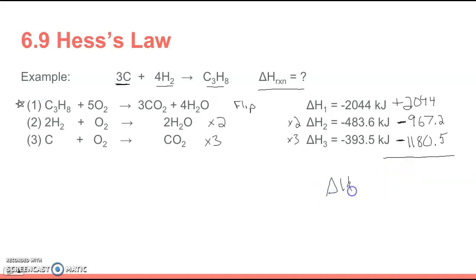So delta H for the reaction is going to be 2044 minus 967.2 minus 1180.5, and we end up with negative 103.7. Now remember to put the units back in kilojoules; it's kilojoules per mole of the C3H8 that's produced. It's negative, so it's going to be an exothermic process. And that's how Hess's law works.